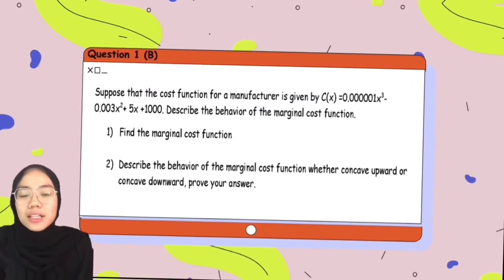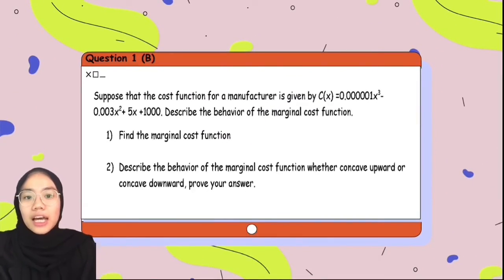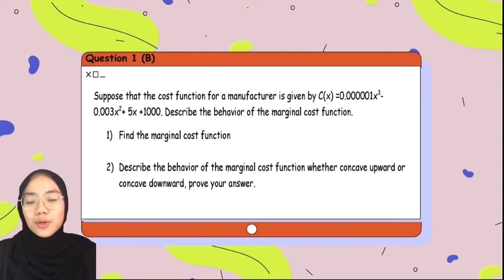Okay, now we move to C and solve question 1b. Before that, let us see the question. Suppose that the cost function for a manufacturer is given by C(x) equal to 0.00001x cubed minus 0.003x squared plus 5x plus 1000. Describe the behavior of the marginal cost function.